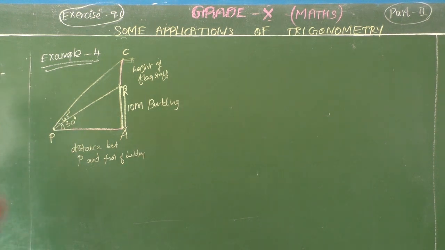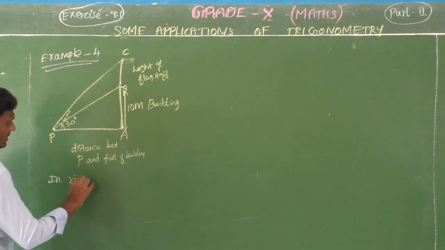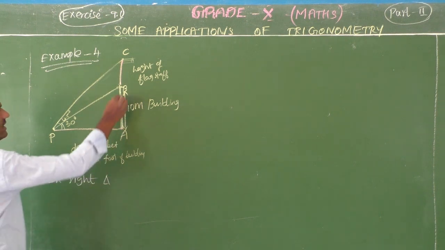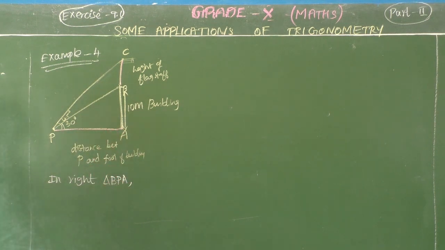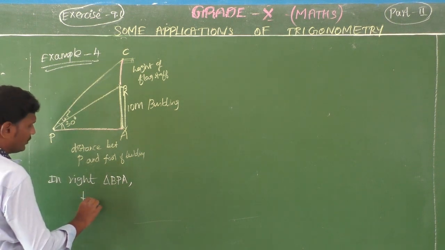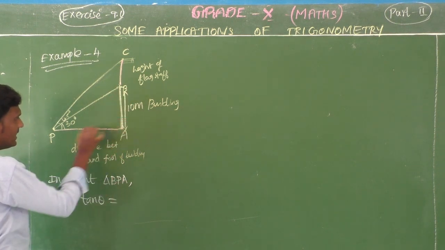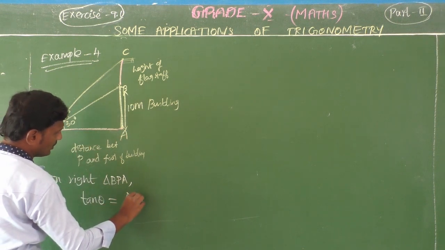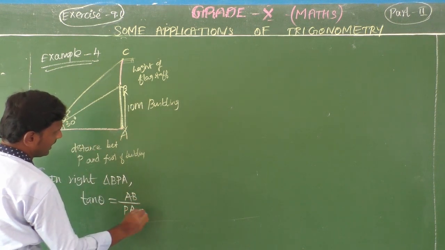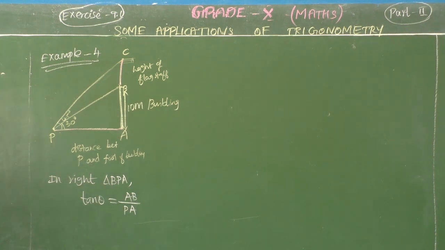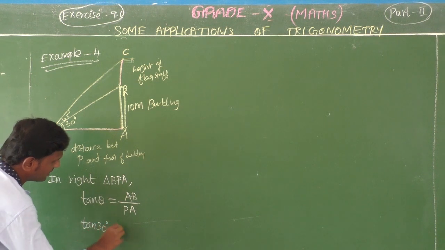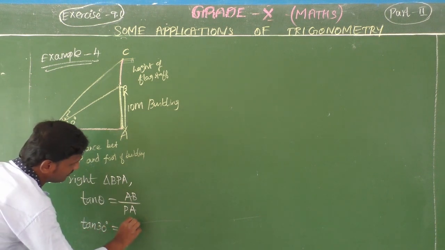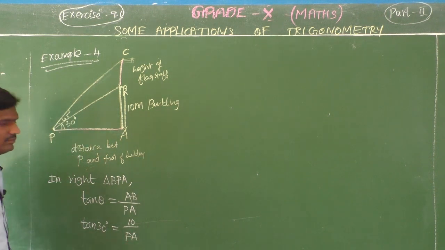Okay, students? Now first I am going to take this in right triangle BPA. Here you have tan theta, the same. So tan theta equals opposite side divided by adjacent side, so AB divided by PA. The angle is 30 degrees. So tan 30 degrees equals AB, which is 10 meters, divided by PA.